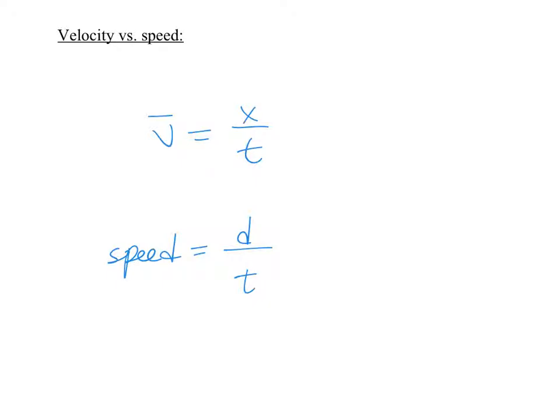So if I move forward, it's positive speed and positive velocity. But if I move backward, it's negative velocity. It's still considered positive speed, though. Speed, the direction doesn't matter. Okay, but velocity, the direction you travel, absolutely matters. Your velocity can be positive or negative, but your speed is never going to be negative. It's always going to be positive.